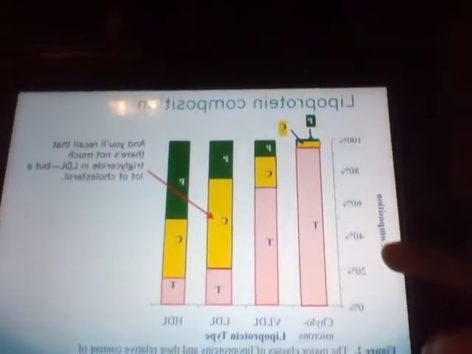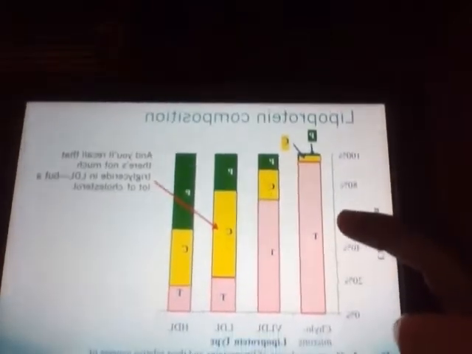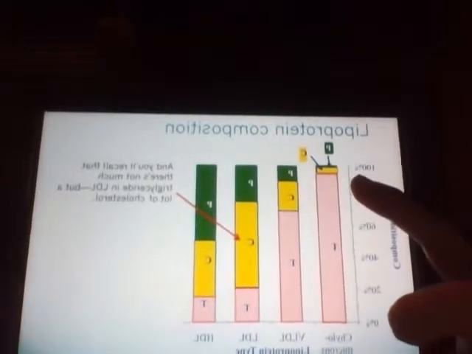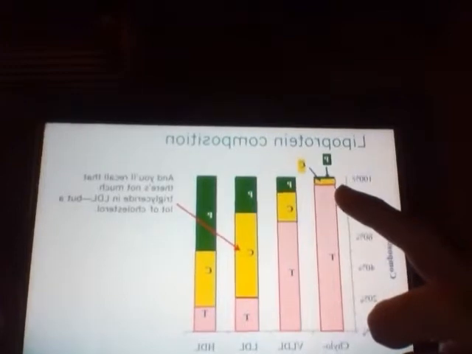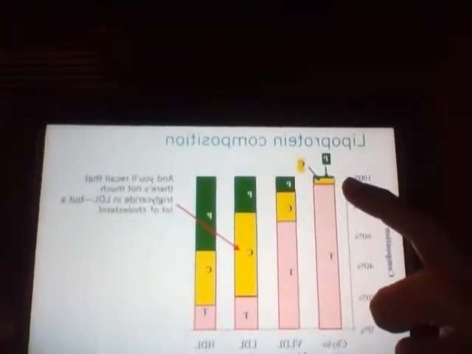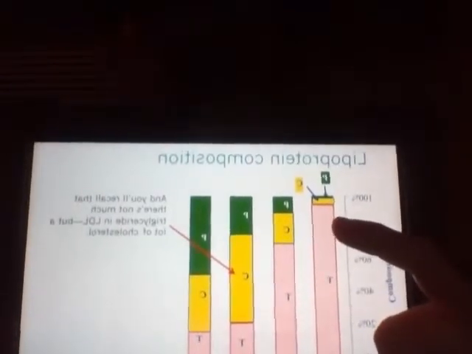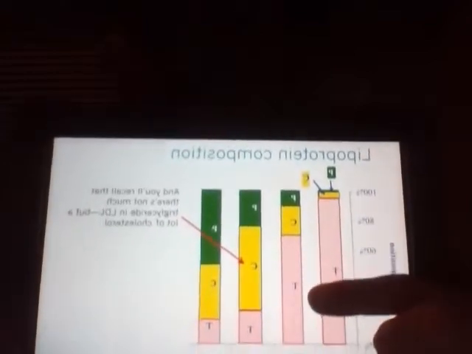Here's another graph. If I can zoom in here. There we go. So you have triglycerides, which make up mostly the chylomicron. Of course, you have some cholesterol, which is there in yellow, and then some protein, which in this case for chylomicrons you have ApoB48 and ApoC1, C2, C3. ApoC2 is kind of important. We'll talk about that right now.